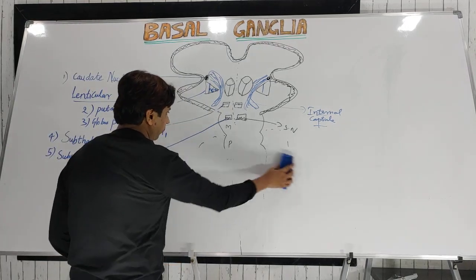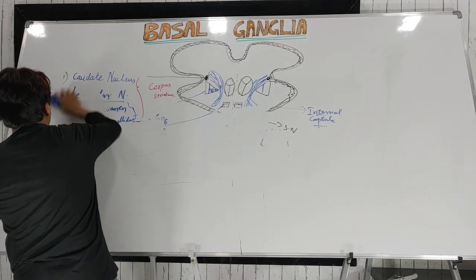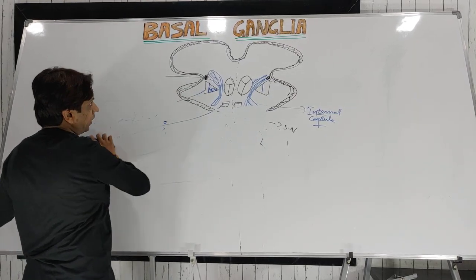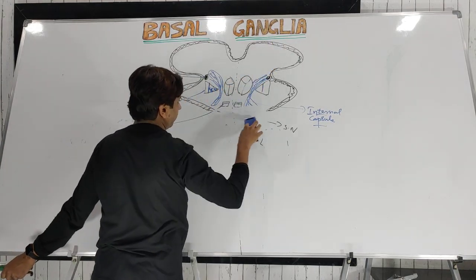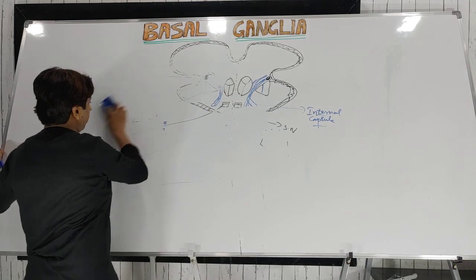Okay, so I'll just erase this so that we can discuss the connections, how exactly the motor cortex and the basal ganglia are connected to each other, and also to the motor cortex.